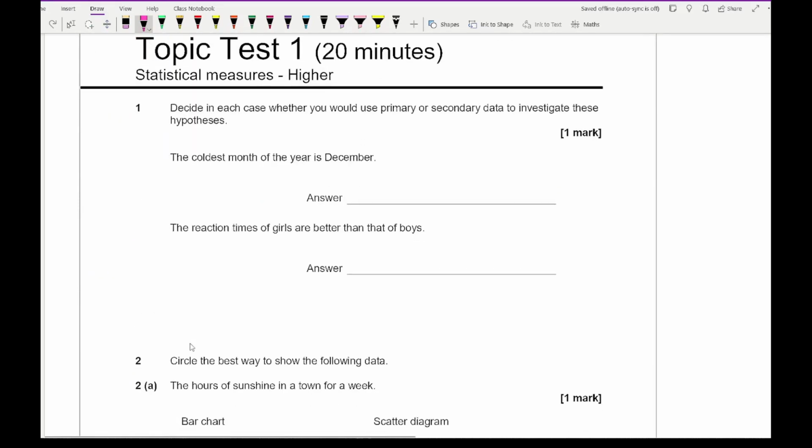Looking at question one, it says decide in each case whether you would use primary or secondary data to investigate these hypotheses. Again, just an explanation of what some of these words mean. Primary is where you collect the data yourself. Secondary is where you get someone else to collect it for you, or you look on the internet or use a different resource to collect the data. And hypotheses is just an opinionated statement. In this first one, it says the coldest month of the year is December. For that, what you would need to do is collect the data, so you look at temperatures, and that would therefore be secondary. And then for the reaction time of girls is better than that of boys, that's going to be primary, because obviously you would do the test yourself.